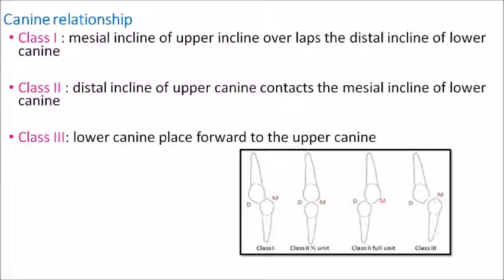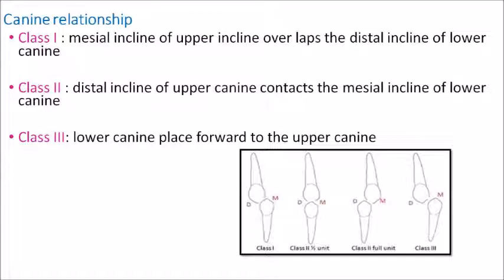Please look at the picture. They might give you cases of canine relationships as pictures and ask you to identify the relation. If the mesial incline of your upper canine contacts the distal incline of your lower canine, then it is class 1. That is your class 1 relationship: mesial of upper contacting the distal of your lower.